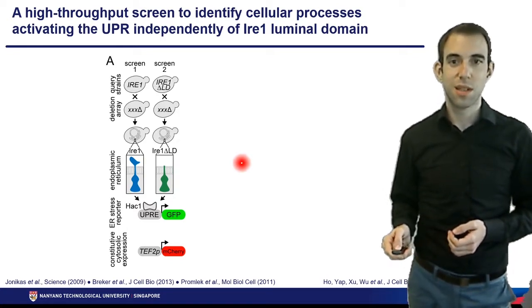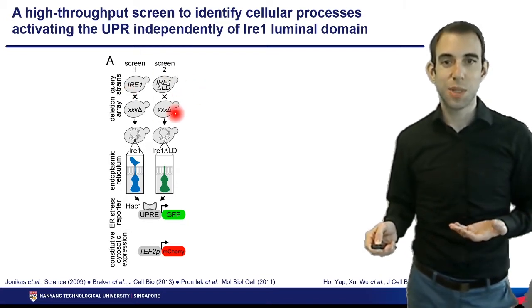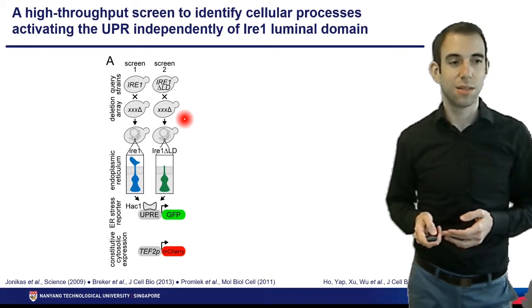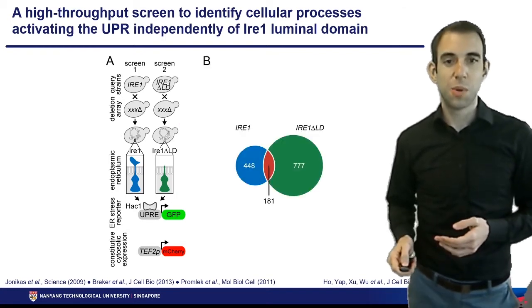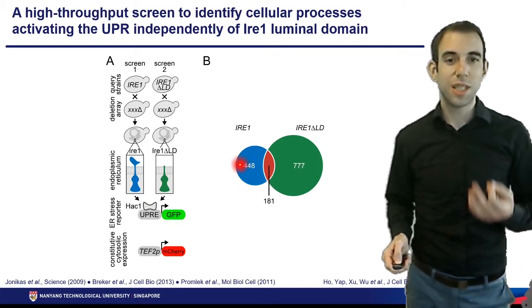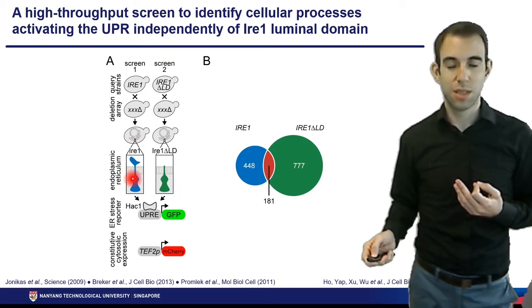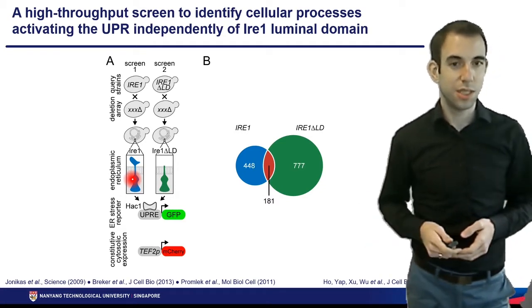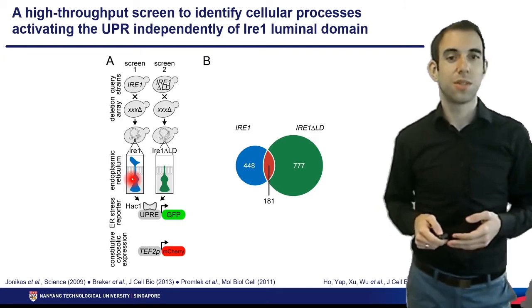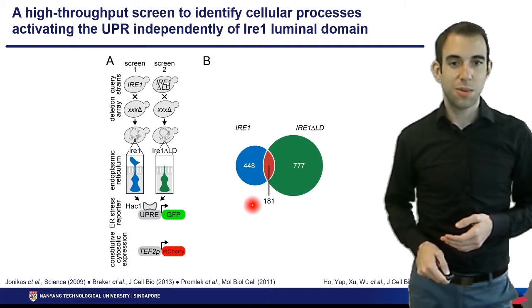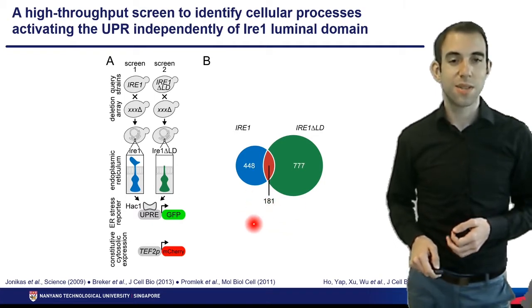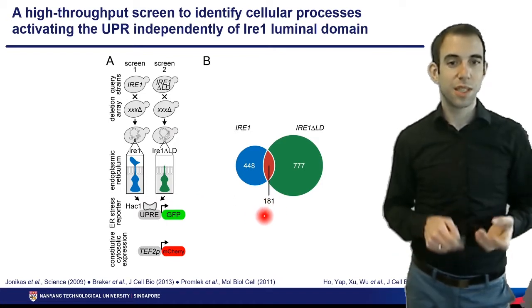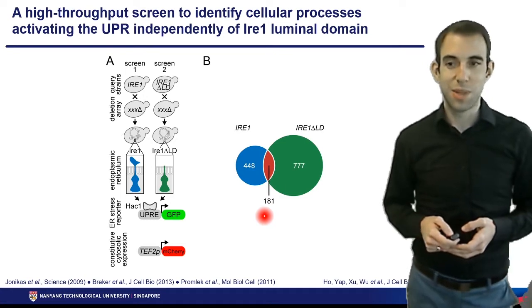We had two query strains, the full length and Ire1 delta LD, that we mated with our knockout library of about 5,000 different knockout strains. Here is the result from our screen, where we identified 448 gene deletions that activated the UPR only with full-length Ire1. So these defects, triggered from the lack of a gene, are activating the UPR through unfolded protein. And then in red, we found 181 gene deletions that activated the UPR for both Ire1 and Ire1 delta LD, suggesting that by removing these genes, it activates the UPR through lipid bilayer stress.